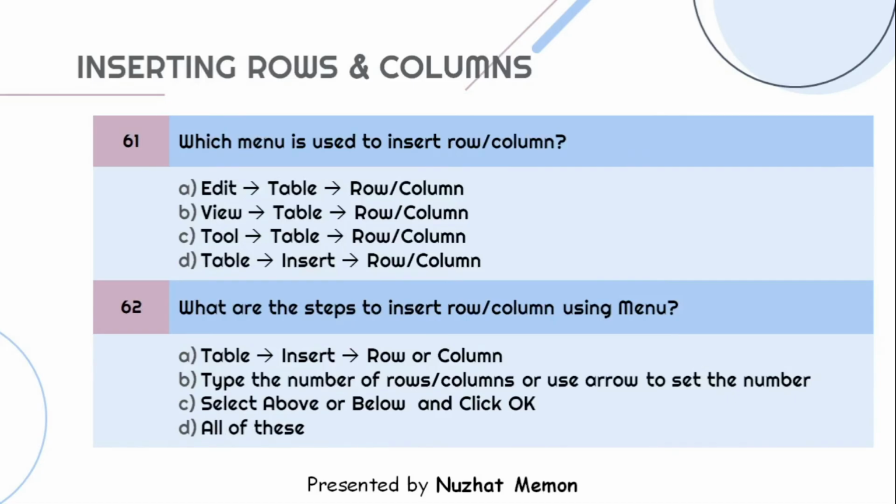Now 61, which menu used to insert row or column? Obviously table menu, then you have to go in insert option and row or column. Next 62, what are the steps to insert row or column using menu? All of these. That means first you have to go in table menu, then insert row or column, then you have to type the number of rows, or you can use an arrow to set the number and select above or below and click OK. We have done this, right?